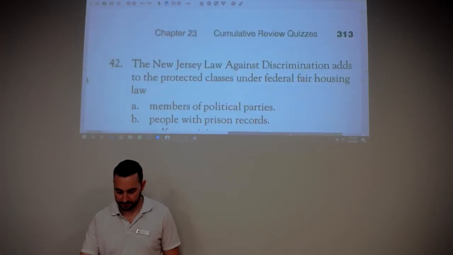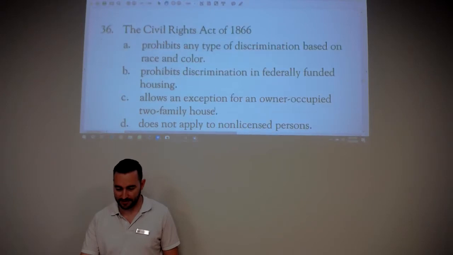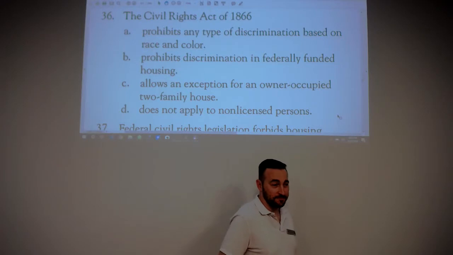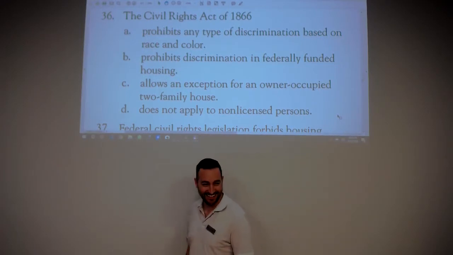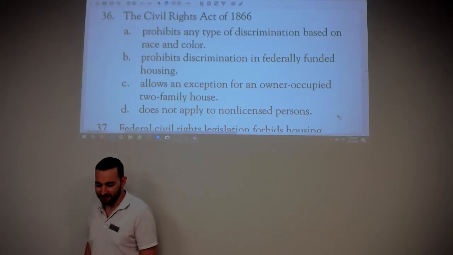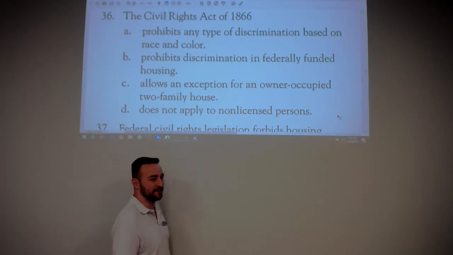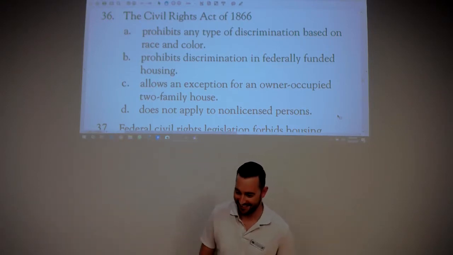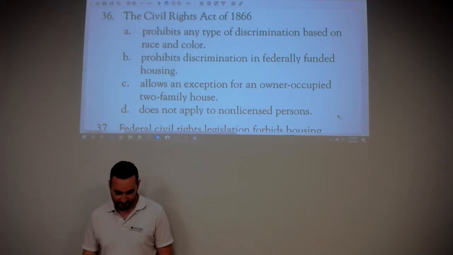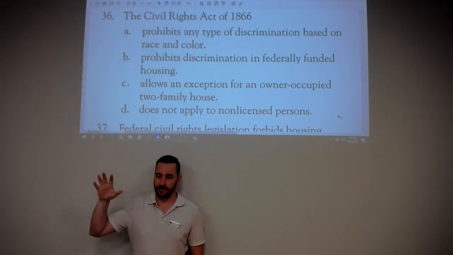36. It says Civil Rights Act of 1866. If you guys don't know this, what does it say? A? Why do you say A right away? Race and color. Very good. So Civil Rights Act of 1866. Every time you hear 1866, it's race and color. I didn't even have to explain anything else. Good. Do you remember the case that came to solidify this rule?